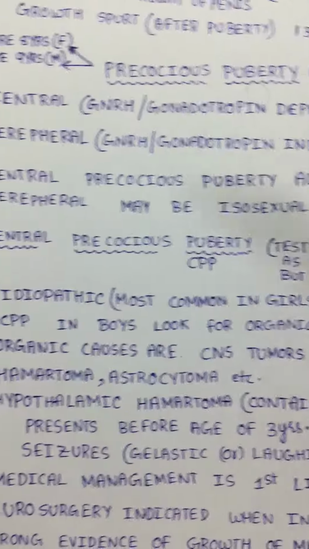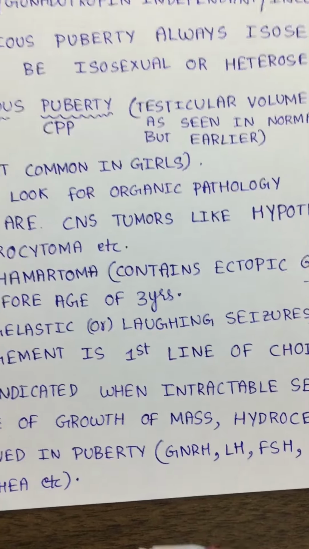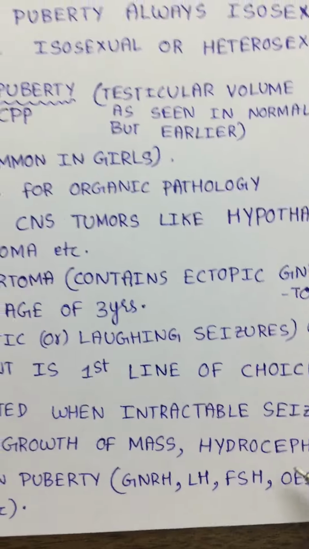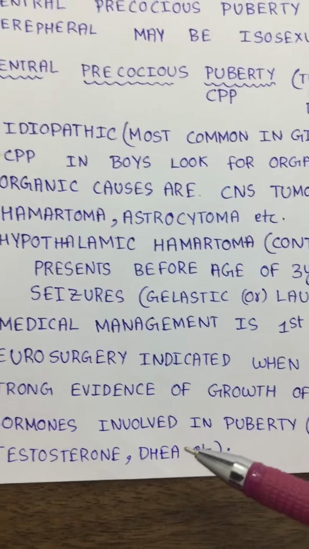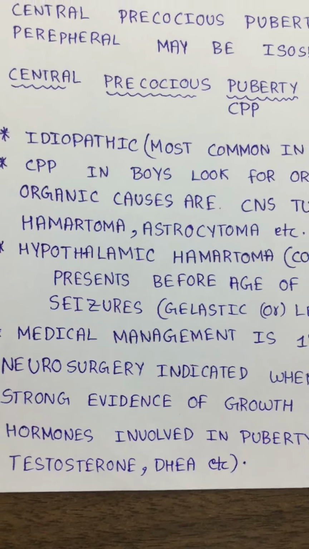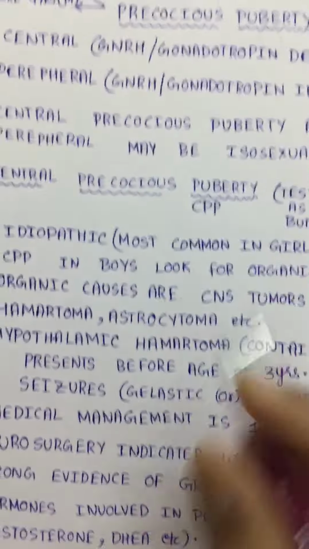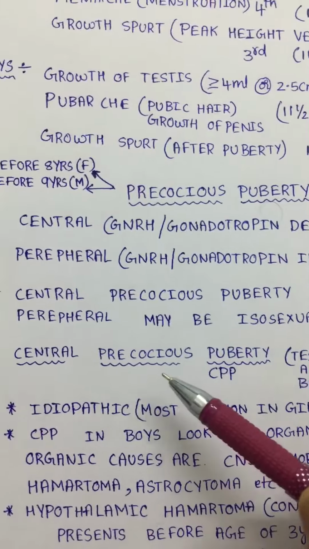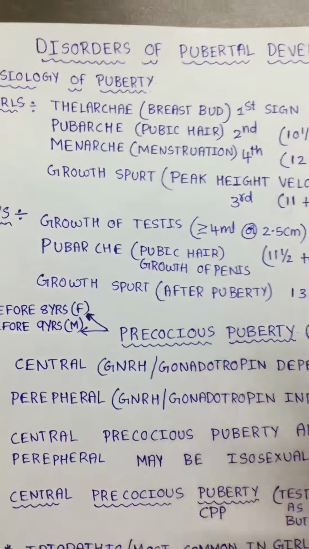So the hormones involved in puberty: GnRH, LH and FSH. GnRH is a gonadotropin releasing hormone. LH and FSH are gonadotropins. Estrogen, testosterone and DHEA are sex hormones. Testosterone and DHEA are androgens, and estrogen is the female sex hormone. When these hormones involved in puberty are in excess, it will lead to the disorder of puberty called precocious puberty.